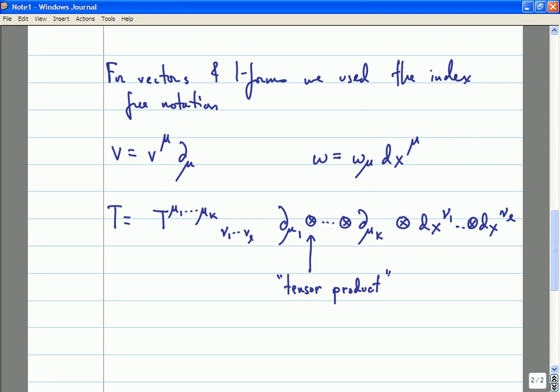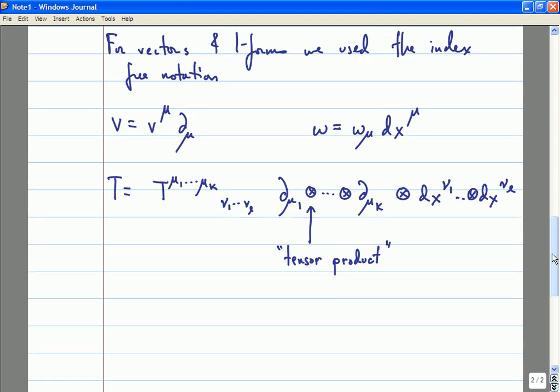And so occasionally in your lives you may see people talking about tensors in this index-free notation. Generally speaking, I won't use this index-free notation. I don't think it adds too much to the discussion. But we will occasionally see it.